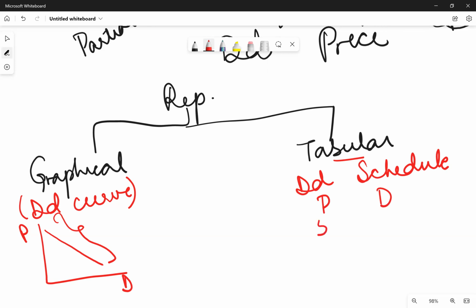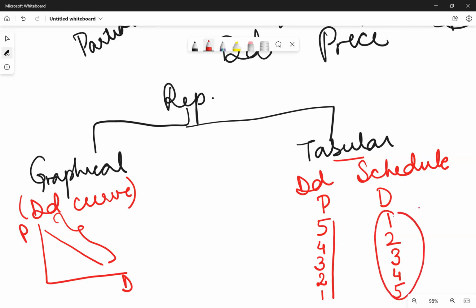For example, if price is 5, quantity demanded is 1; price 4, quantity demanded 2; price 3, quantity demanded 3; price 2, quantity demanded 4; and price 1, 5 units of that commodity demanded. So as the price is falling, the quantity demanded is increasing, which shows that there is a negative relationship between the price of the commodity and the quantity demanded of it, right?